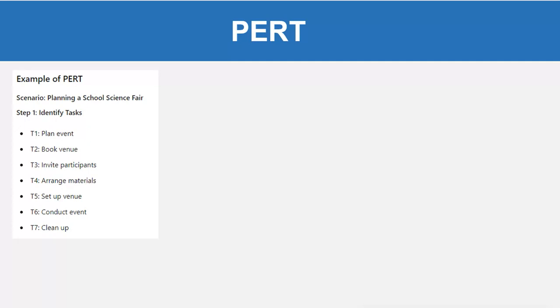So just take an example: you are planning a school science fair. First, you identify the tasks. Task 1 is plan event. Then task 2, book venue. Task 3, invite participants. Task 4, arrange materials. Task 5, set up venue. Task 6, conduct event. And task 7 is cleanup.